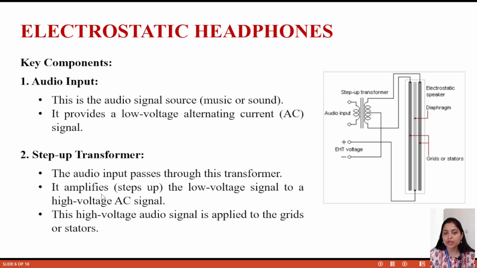Okay, step up transformer: the audio input passes through this transformer. It amplifies the low voltage signal to a high voltage AC signal. I hope all of you can understand now. This high voltage audio signal is applied to the grids or stators. You can see through this diagram, this connection and this connection are going to this, and the upper connection is going to this stator. So these two stators, dark gray color, are connected to the transformer output.